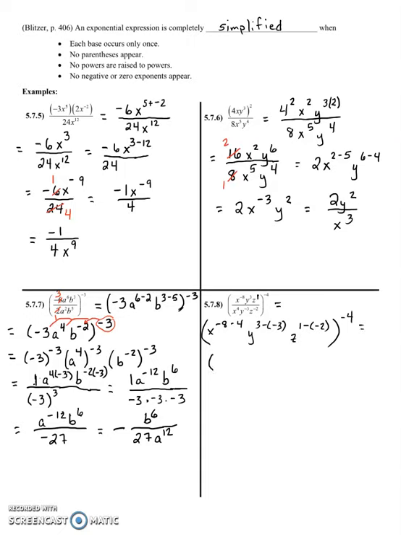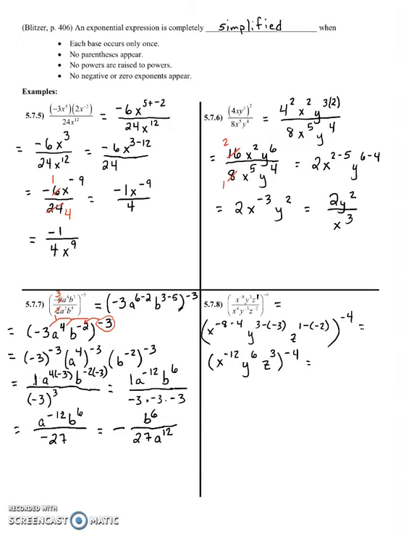Okay, so negative 8 minus 4 is negative 12. Then we have y to the 3 minus a negative 3 is 3 plus 3, so that's 6. And z to the 1 minus a negative 2 is 1 plus 2, so that's z cubed. All to the negative 4th power.